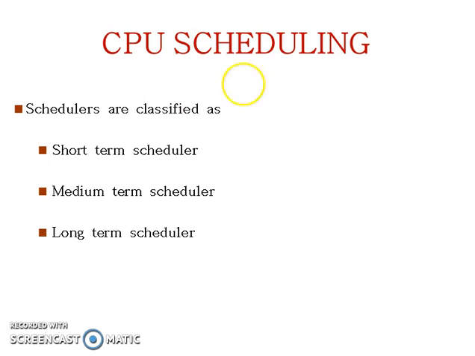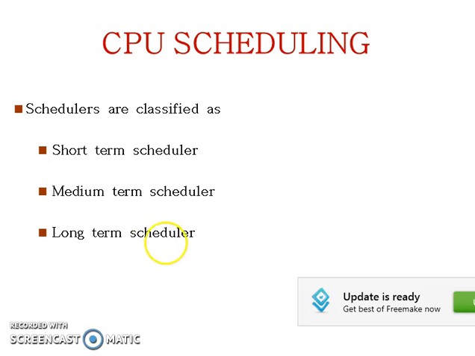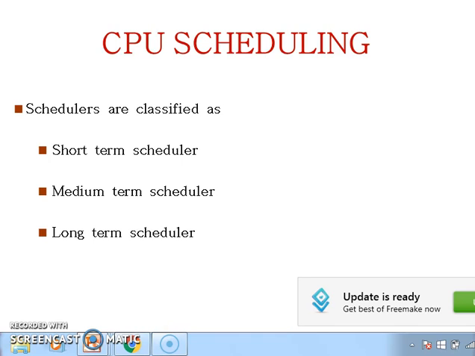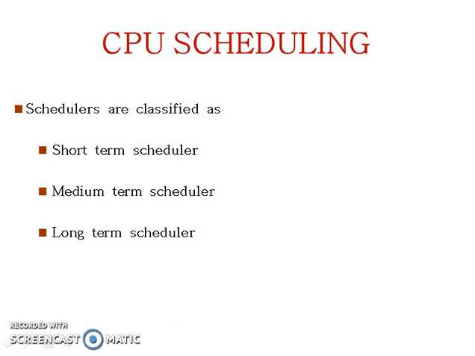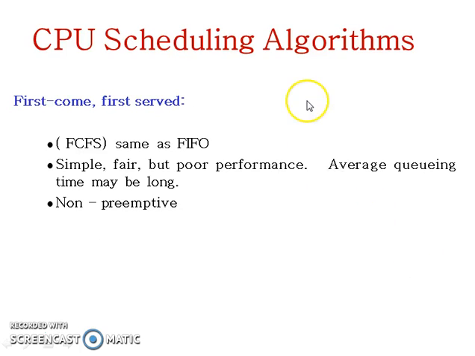The long-term scheduler, as the name suggests, is a complex algorithm which takes a comparatively large amount of time to make decisions, and it decides which jobs or processes are to be admitted to the ready queue. And then we have the medium-term scheduler, which temporarily removes a process from main memory and places it in secondary memory. Now we will see the scheduling algorithms one by one.